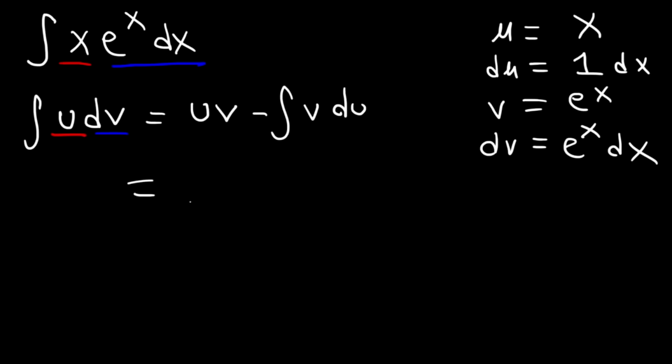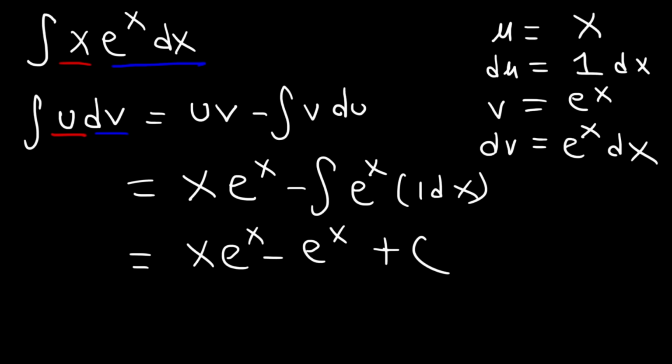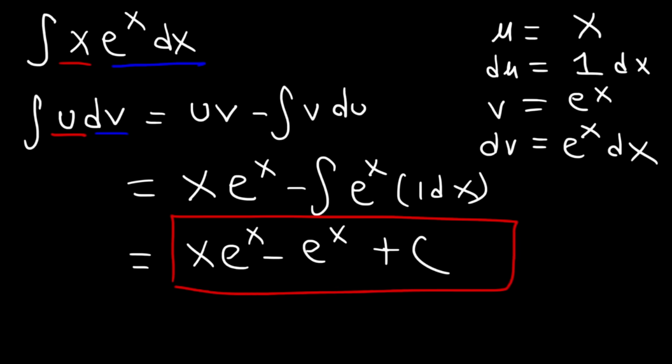So now using the formula, u times v, that's going to be x times e raised to the x minus the integral of v du. V is e to the x, du is 1 dx. And the integral of e to the x is e to the x plus some constant c. So this is the final answer. That's the integral of x times e raised to the x.